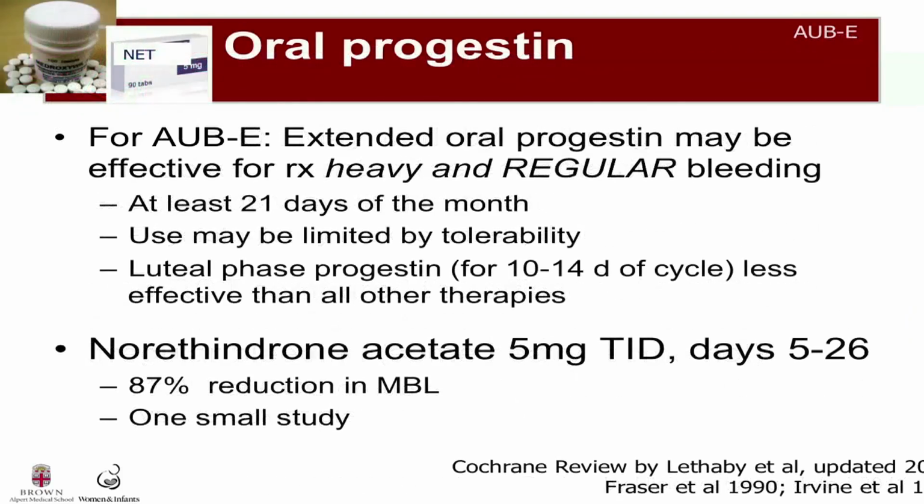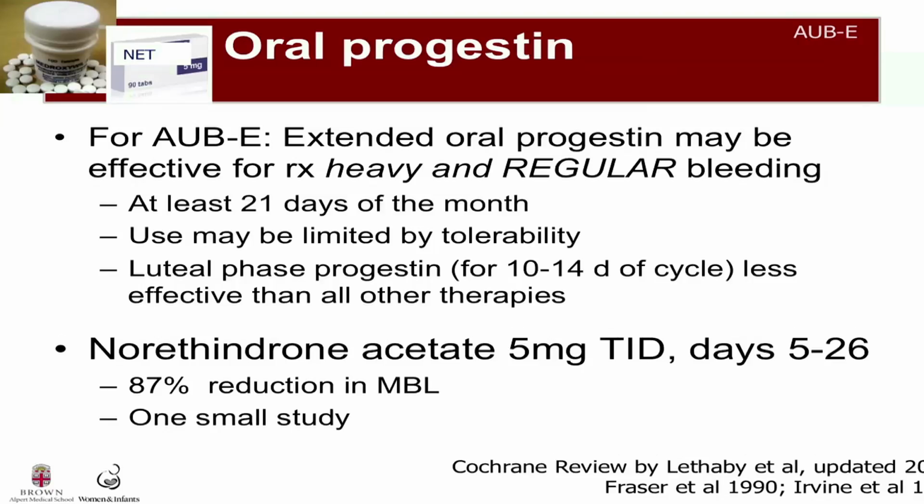Oral progestins are powerful anti-estrogens that block the estrogen effect on the endometrium and achieve withdrawal bleeding. They can be useful for both AUB-E and AUB-O, but the dosing regimens are quite different. So for AUB-E, extended oral progestins, so oral progestins for at least 21 days of the month, may be effective treatment.